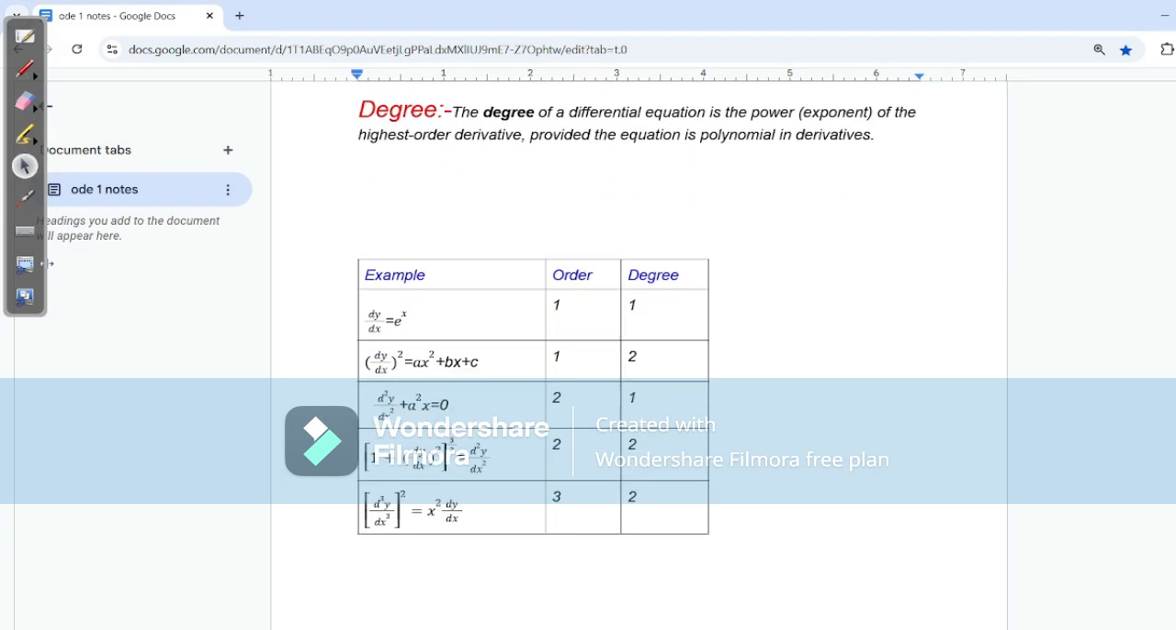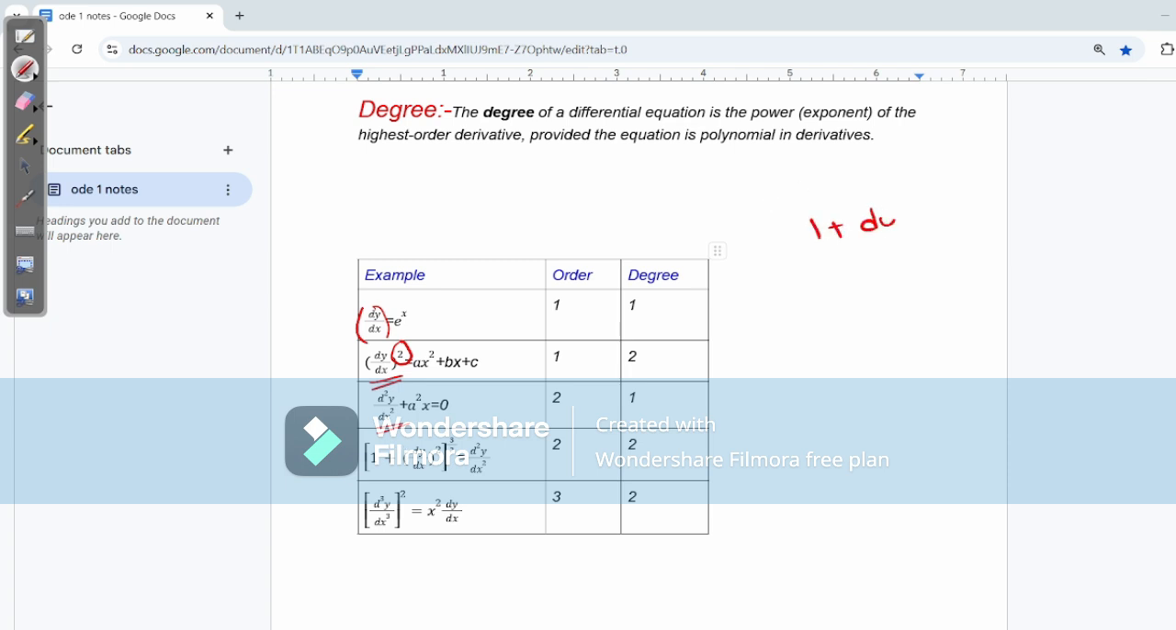Here are some examples of order and degree of differential equations. Here dy by dx is order 1, and the degree is also 1. Here dy by dx, also order 1, and the degree is 2. Here d square y by dx square is there, so the order is 2, and the degree for this order is 1. Now I'll give you one more example.